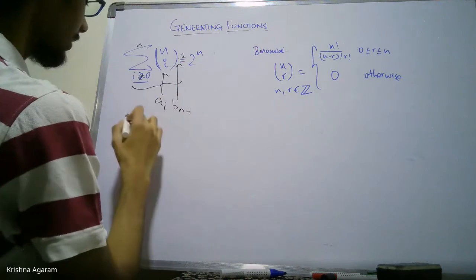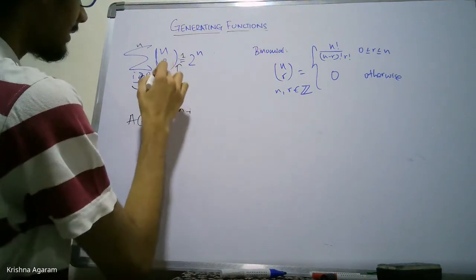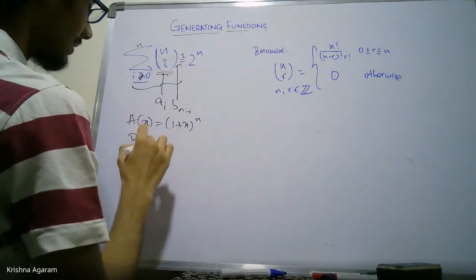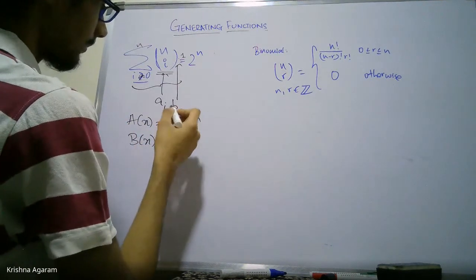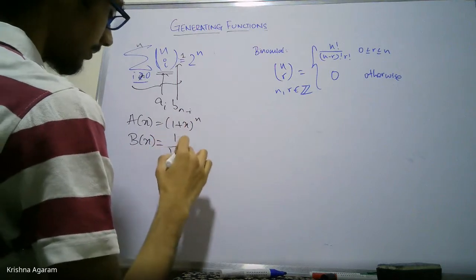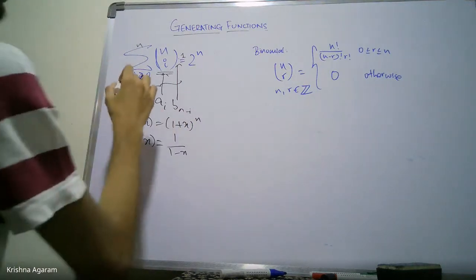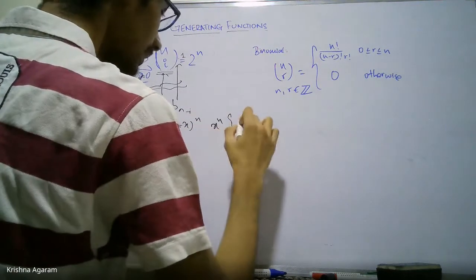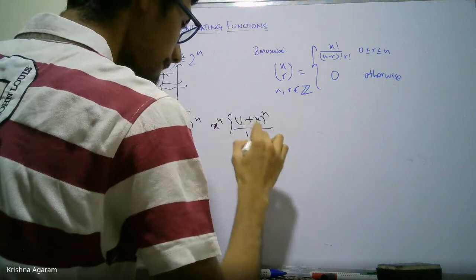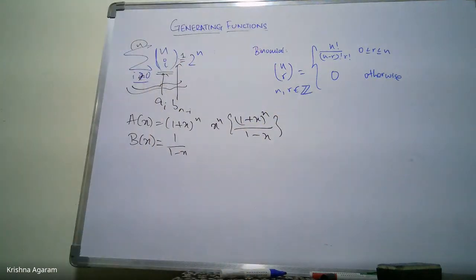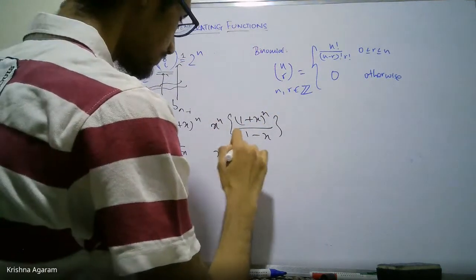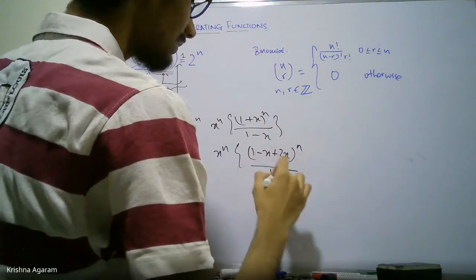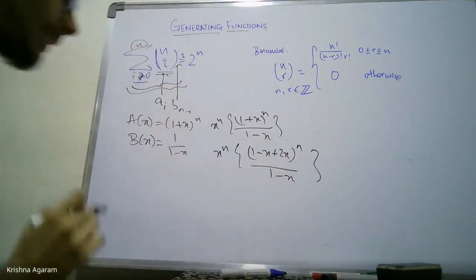So your A(x) is just the generating function of these, which is (1 plus x)^n. Your B(x) is just 1, like all of them 1, so that's just 1 over 1 minus x. So what you want is just the coefficient of x^n in A(x)B(x), which is this. And to get this, I mean, just to clear the denominators, now just expand this stuff.